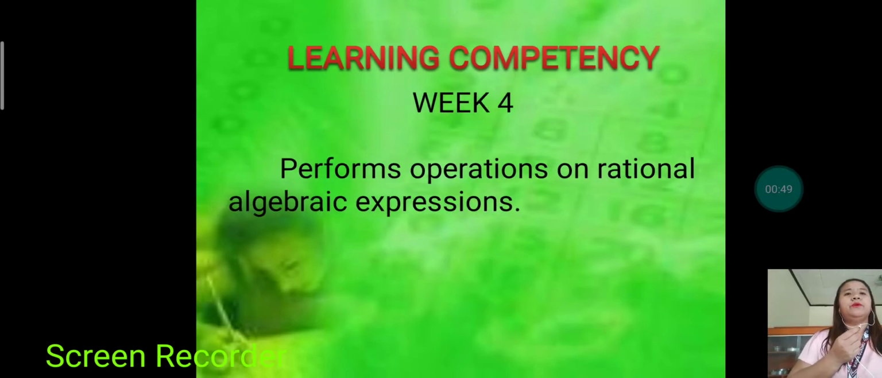So, the learning competency, which is under the MELC, is: performs operations on rational algebraic expressions. For us to understand well the operations on rational algebraic expressions, we're going to discuss it one by one. So, as of now, we're going to focus first on the addition and subtraction of similar rational algebraic expressions.